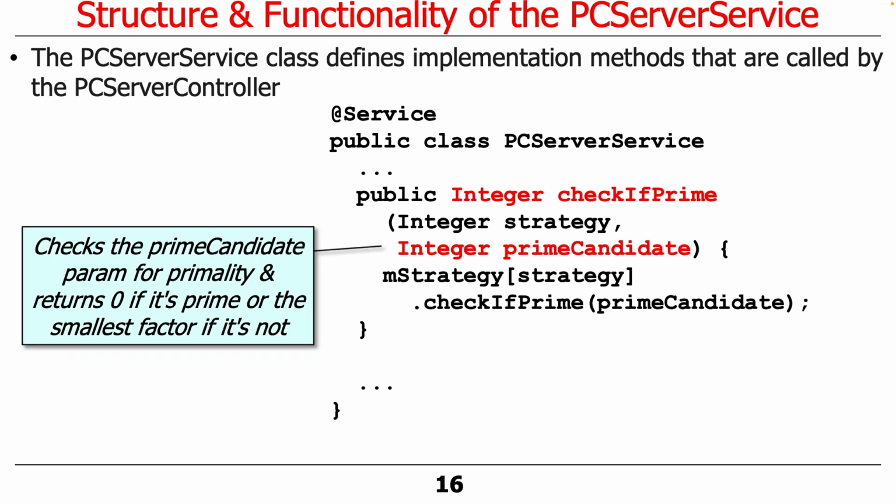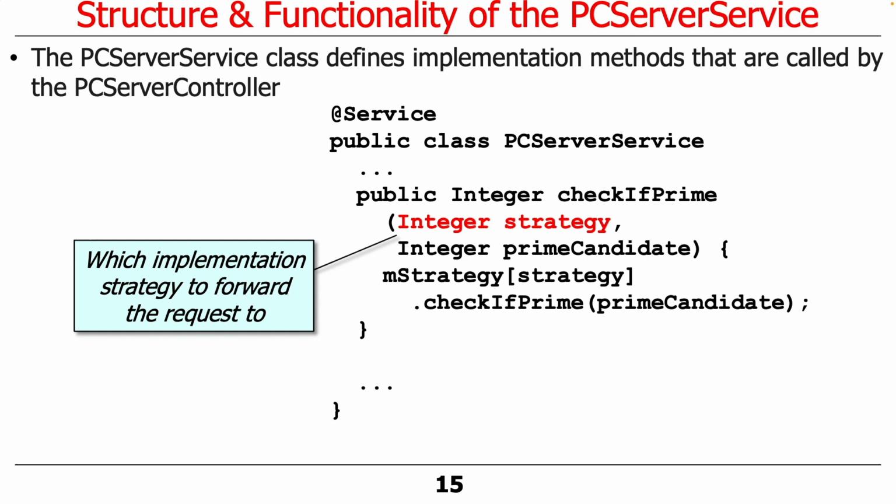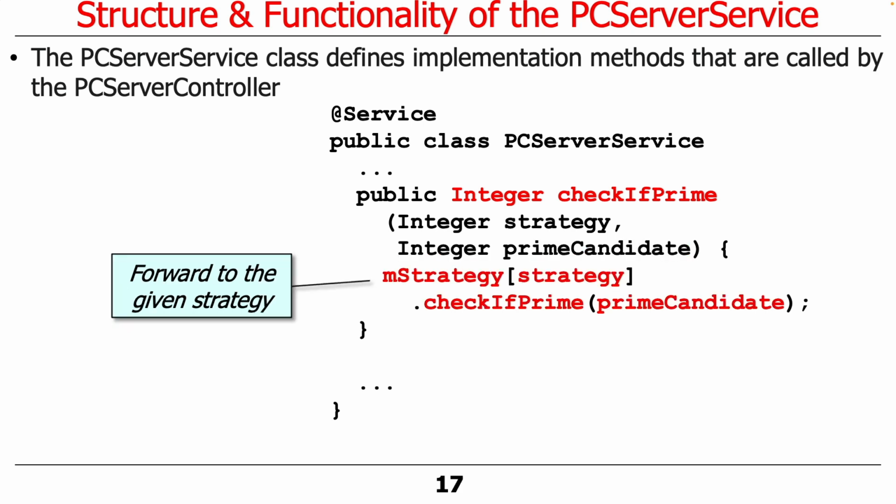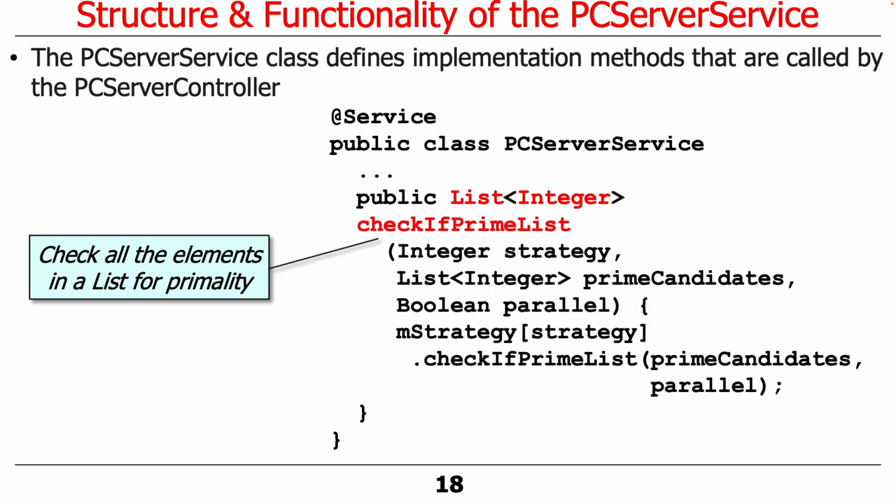And then what happens here is this takes the strategy, and that's going to be used, as you can see, to index into the mStrategy array, and then call the checkIfPrime method on whatever object happens to come back from that indexing. This, of course, assumes the client knows what it's doing. You can also see here that we pass a prime candidate, and that prime candidate is passed to the checkIfPrime method for the corresponding strategy instance we got by indexing into the mStrategy array. Now, a production program would do more error checking. A production program would probably not do it quite this way. It would do it with multiple microservices, but this is good enough for our purposes.